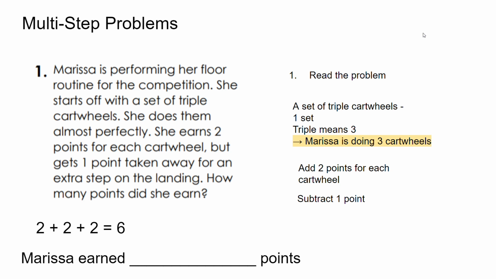But we're not done yet, because even though she got 6 points for those cartwheels, she messed up. Remember, our instructions tell us to subtract 1 point. So we're going to take our 6, subtract 1 for that mistake, and we're going to get 5. 5 points, because we had to subtract that 1 point at the end. So overall, Marissa earned 5 points for her cartwheels. I hope that made sense.